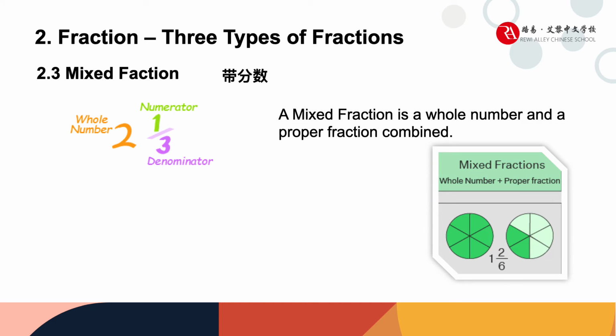The third one, the mixed fraction, which is a whole number and a proper fraction combined. In Chinese, we call it 带分数, such as the number here, 2 and 1 over 3, a whole number 2 and a proper fraction 1 over 3.